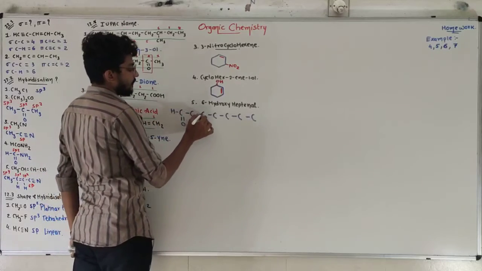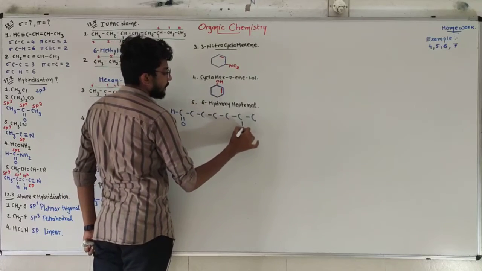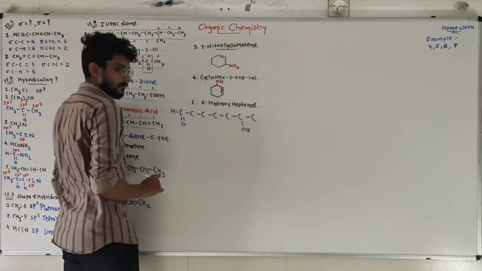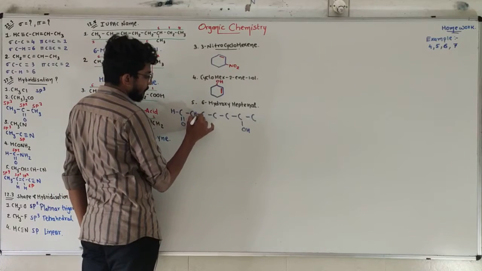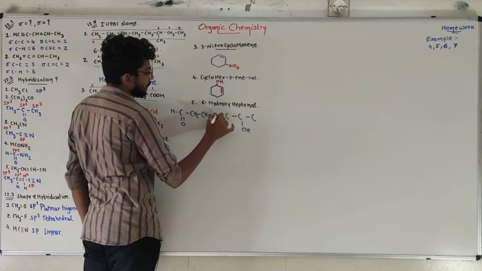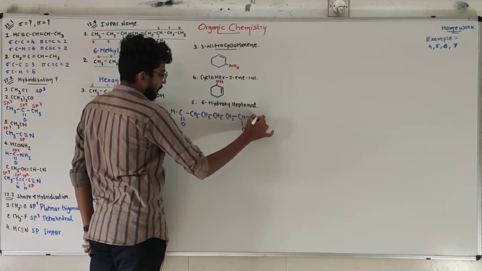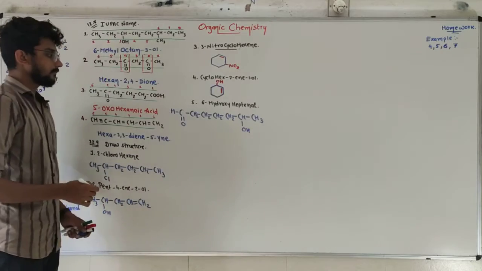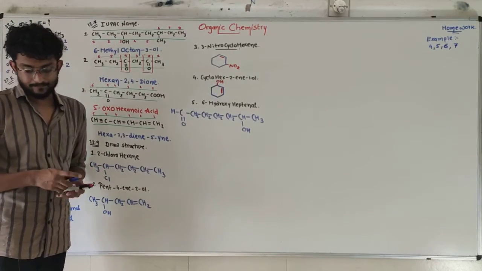Now 1 2 3 4 5 and 6. On the sixth carbon there is a hydroxy group, in the sense OH. Now this carbon has 4 bonds, this carbon has 2 left, again 2 left, 2 left, 2 left, 1 left and 3 left. So that will be the compound 6-hydroxyheptanal.